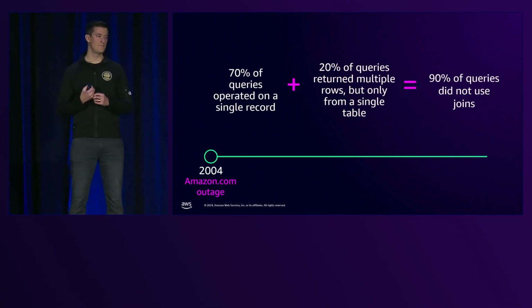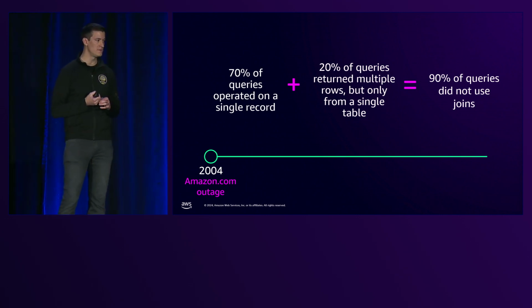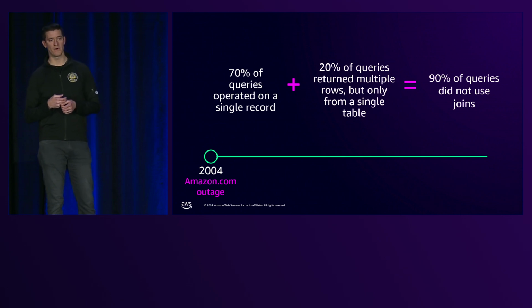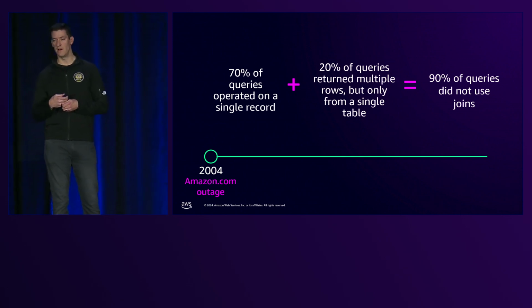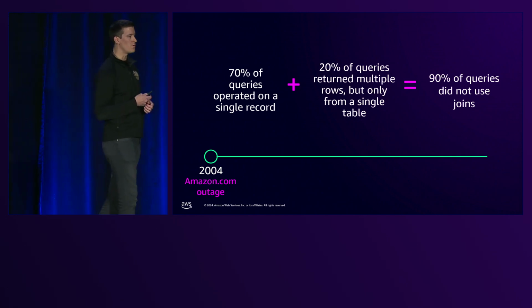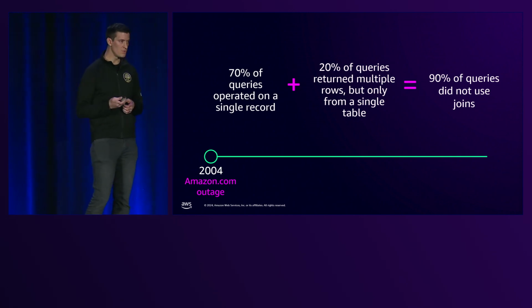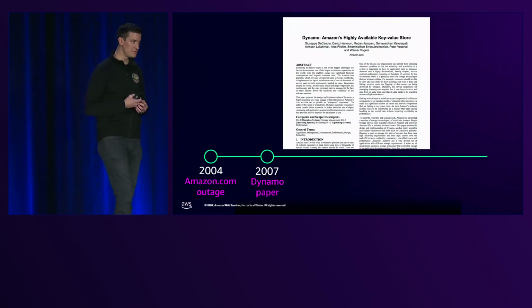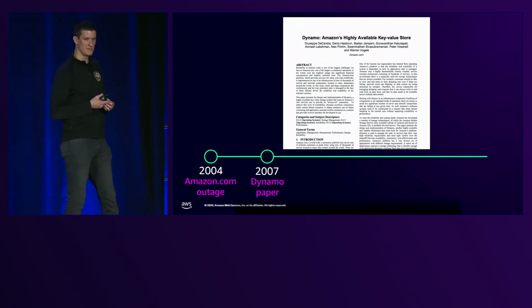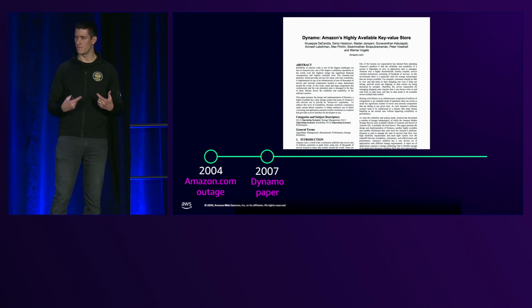70% of the access patterns that we had in this relational database were accessing a single key in a single table. 20% were just accessing multiple keys within a single table. 90% of what we were actually doing on the database had nothing to do with any of the relational capabilities that relational databases afford. So a few people, Swami and Werner, who you've probably seen speak this week, really questioned, why are we using a relational database for this workload? We're just doing the same thing over and over again.